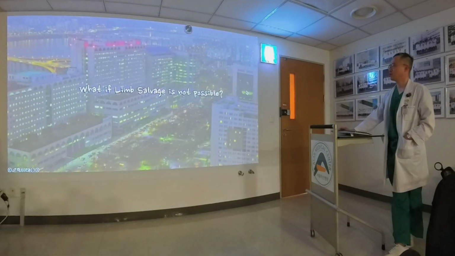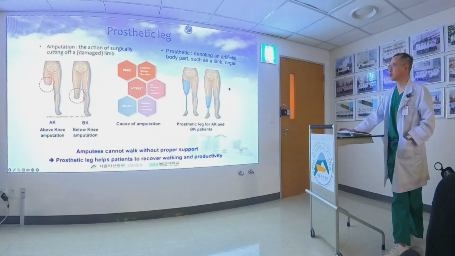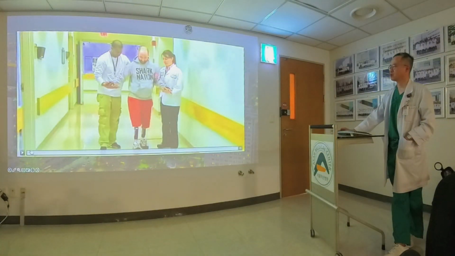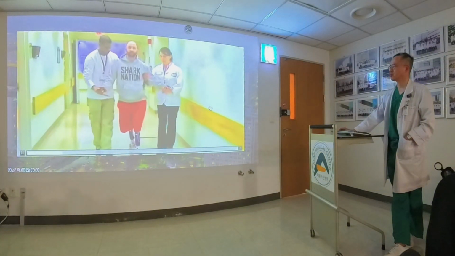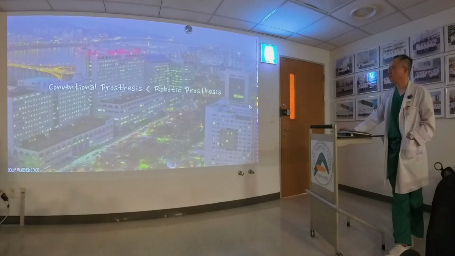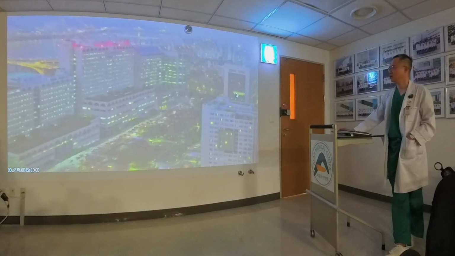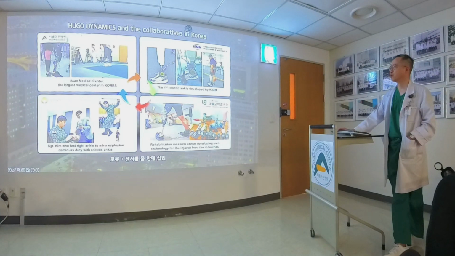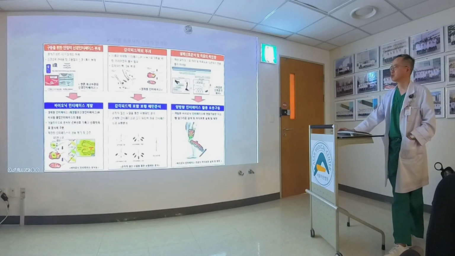But what if limb salvage is not possible? We have to do the BK amputation. And actually this is a bilateral AK patient, and it's really difficult for them to ambulate. So we wanted to have a robotic prosthesis with intuitive control. Intuitive control means the robot moves based on the patient's will. So we co-work with other institutes, and we try to make the interface.